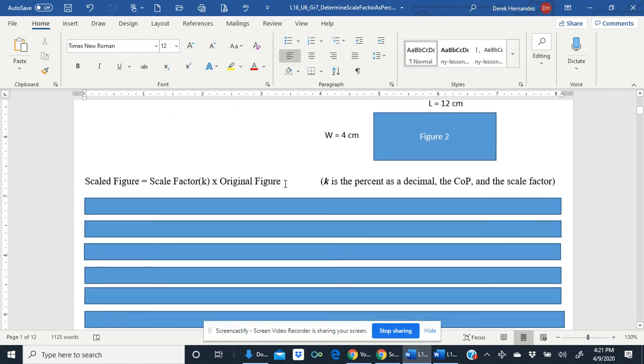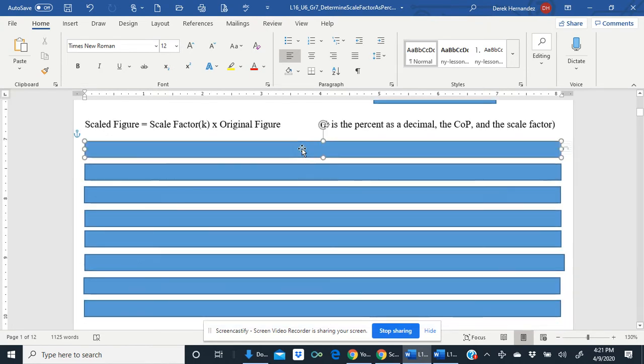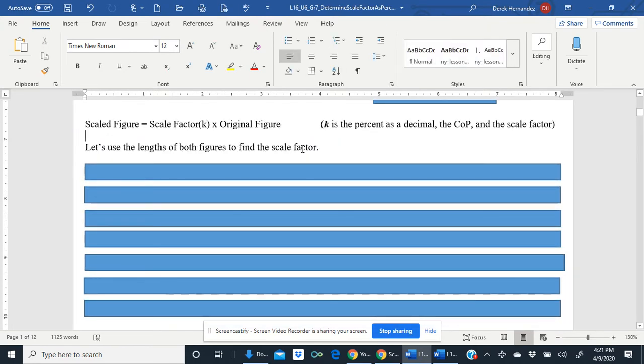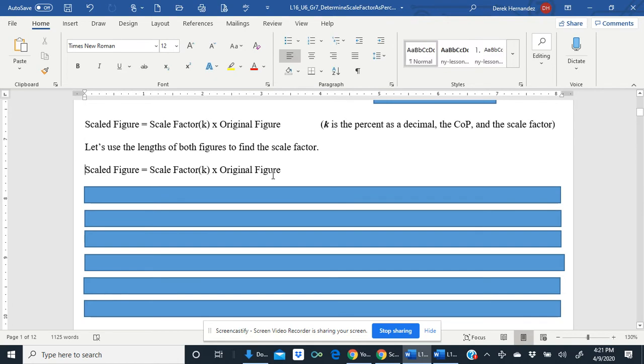An equation that we're going to use is the scaled figure is equal to the scale factor k times the original figure. And so that you know, k is the percent as a decimal, the constant of proportionality, and for this lesson, the scale factor. All right. Let's use the lengths of both figures to find the scale factor. We're going to substitute the figure lengths into the equation. Scaled figure equals the scale factor k times the original figure.